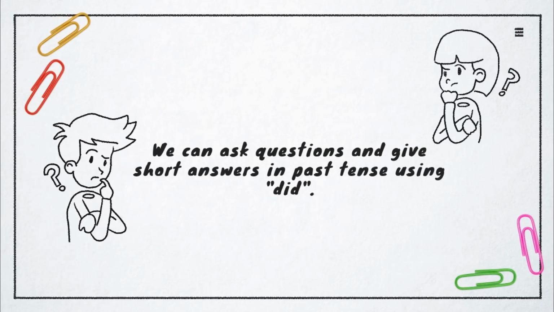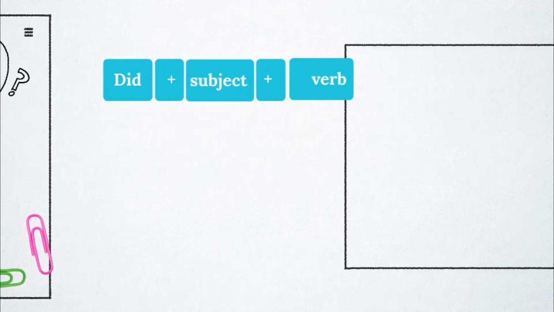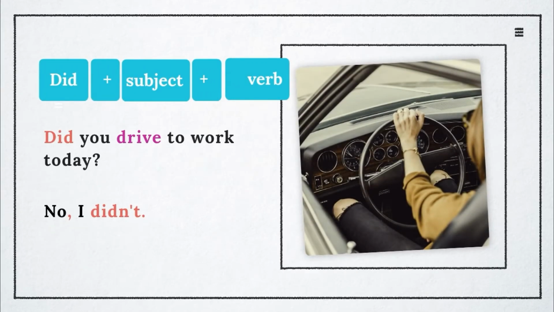We can use the word did to make questions and also to make short answers. Let's have a look. To make questions with the word did, all we have to do is put did plus your subject and then plus the verb. So here's the example. Did you drive to work today? Short answer, no, I didn't.